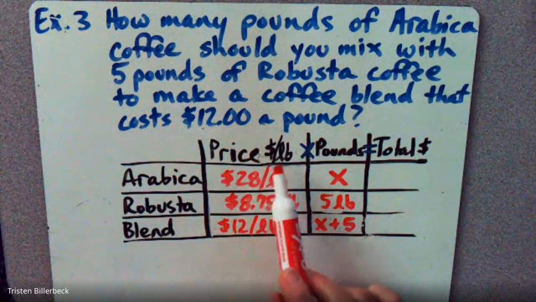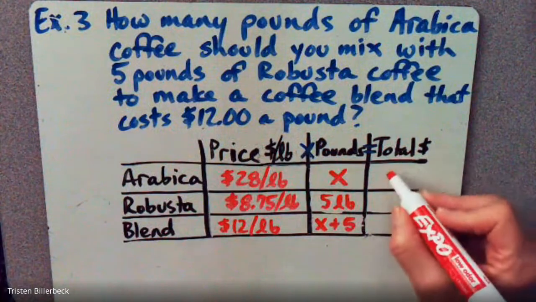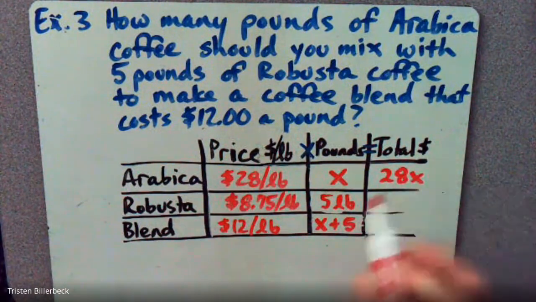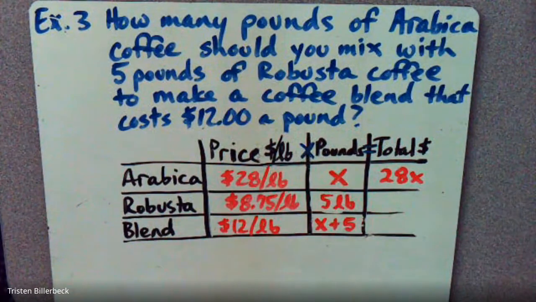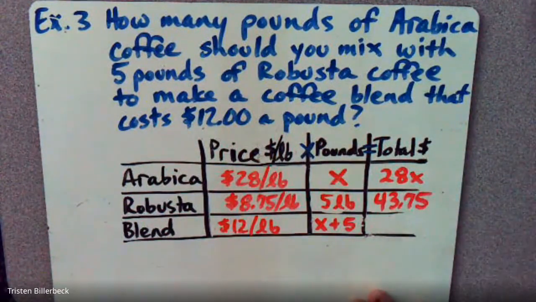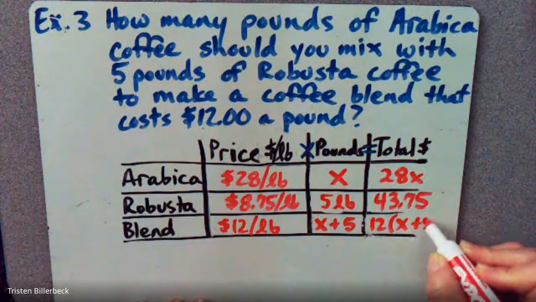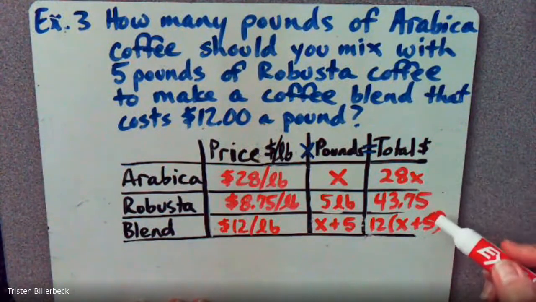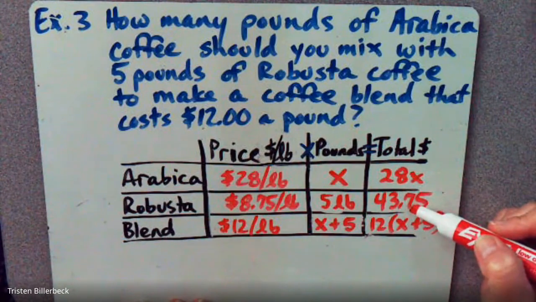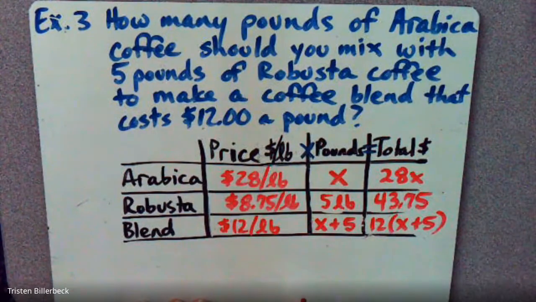So remember, dollars per pound times pound is total dollars. So this is going to give us 28X. And then this, we're just going to multiply 8.75 times your 5 pounds and get 43.75. Okay, this one we have 12, and we're going to multiply x plus 5 there. And now if we add up the costs, we have 28x plus $43.75 should equal 12 times x plus 5.